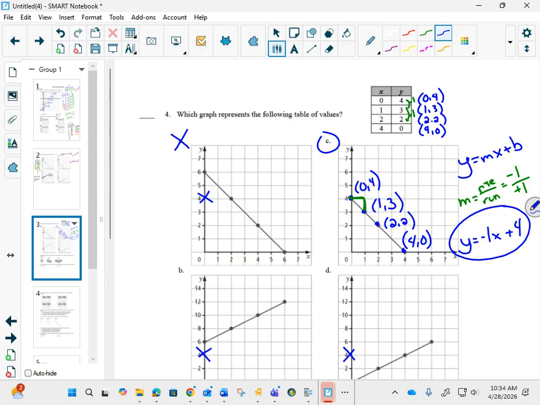And if you check out the formula, plug in 2. What's 2 times -1? -2. What would I have to do to get to +2? I would have to add 4.